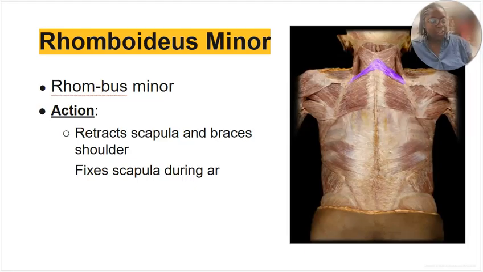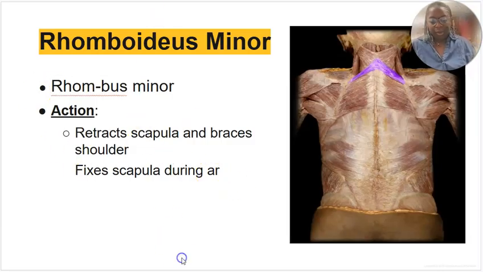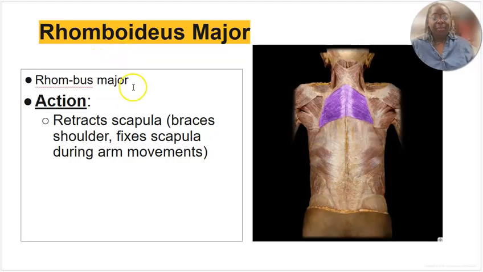Next up, we have the rhomboids group. This is also a set of 2 muscles. And so this first one, rhomboid minor, this one is going to help retract the scapula and fix the scapula. And so remember, protraction is sliding stuff forward, retraction is going to be bringing the scapula back. And it's also going to fix the scapula. Okay, anyway, let's move on. And then we have rhomboid major.